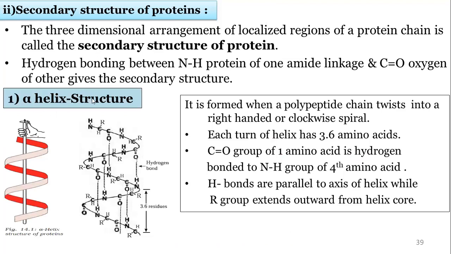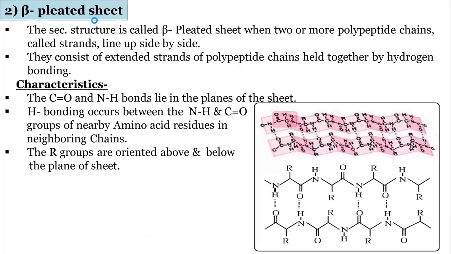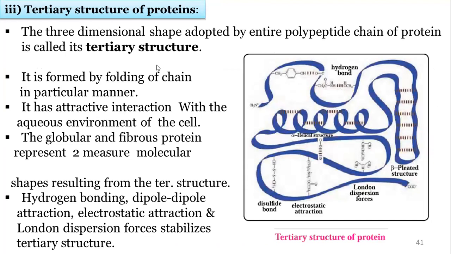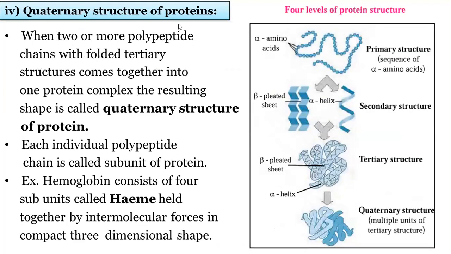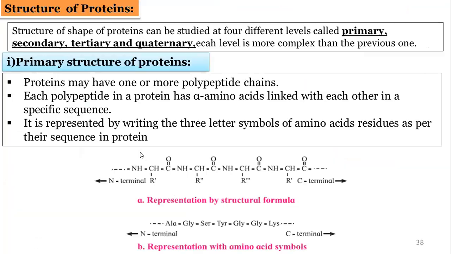Secondary has the alpha helix structure and beta pleated sheet. Tertiary structure is also deleted. The quaternary structure is a more complex structure. That's why it is deleted actually. But next year this will be for the examination. So this year we are focusing only on the primary structure of proteins. This is only for the examination.